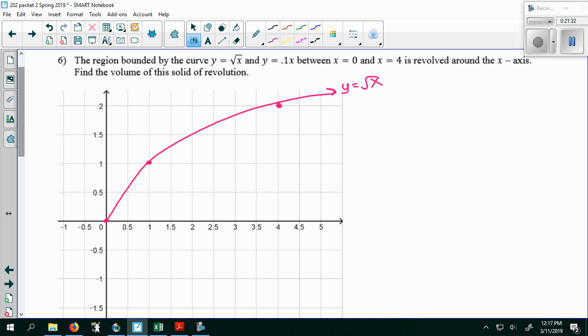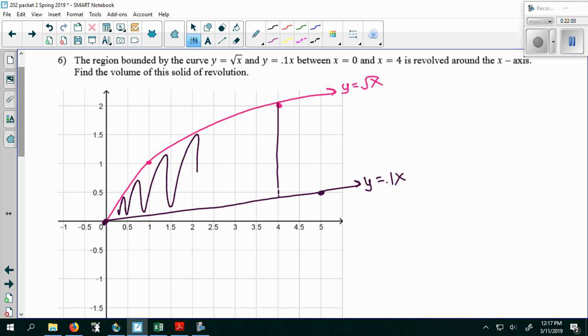Y equals 0.1x. Okay, so if I plug in a 5, well, 0, 0 is on there. And if I plug in 5, 0.1 of 5 is 0.5. So that's my next point. And I'll connect those with a straight line, y equals 0.1x. And I want the region bounded between those two, x equals 0, which is right here, and x equals 4, so right here. So this is my region that I'm going to rotate about the x-axis.